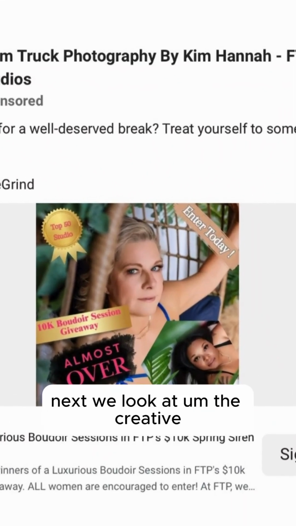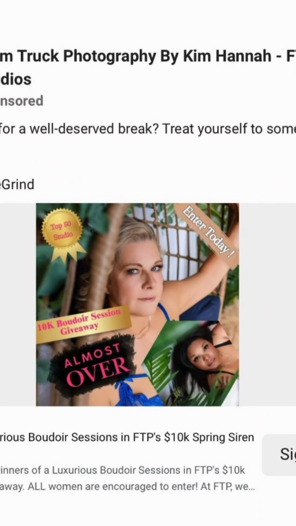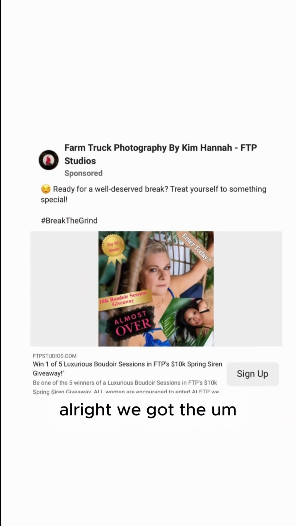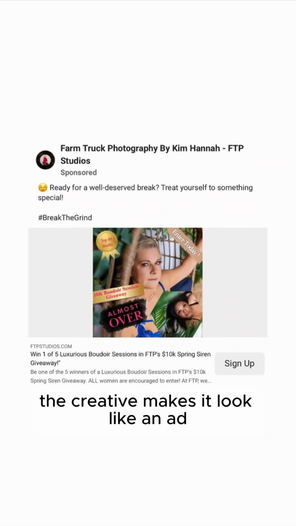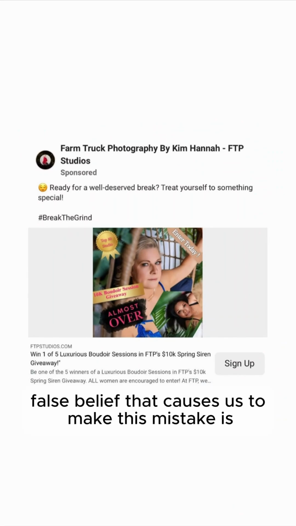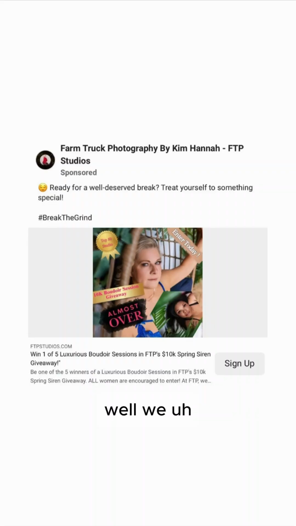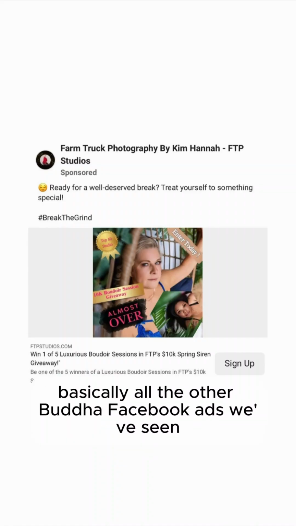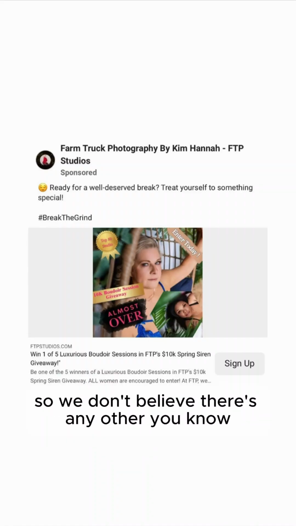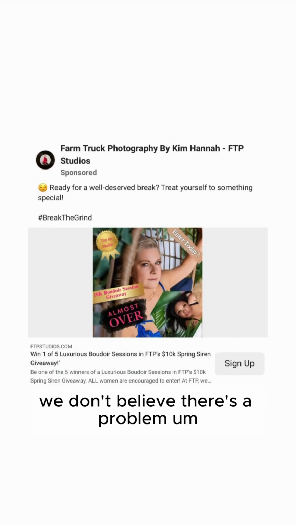Next, we look at the creative. It looks like an ad mistake here in the photo. The creative makes it look like an ad. The false belief that caused us to make this mistake is, well, we've seen it a bunch, and basically all the other boudoir Facebook ads we've seen look like this. So we don't believe there's a problem.